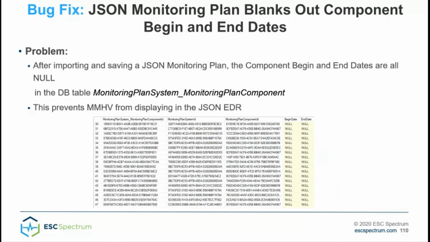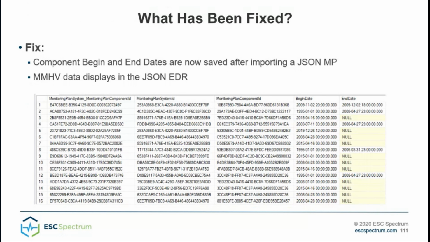We had an issue where when importing and saving a JSON monitoring plan, the component begin and end dates would be nulled out. These used to exist, so going from an XML monitoring plan over to a JSON, this would happen, and it would prevent the MMHV from displaying in the JSON EDR. Little note here is that if this did happen, you could just go back to XML and it would reverse the problem. But we fixed that so that the component begin and end dates are now properly saved when importing that JSON monitoring plan, and the data displays in the EDR.